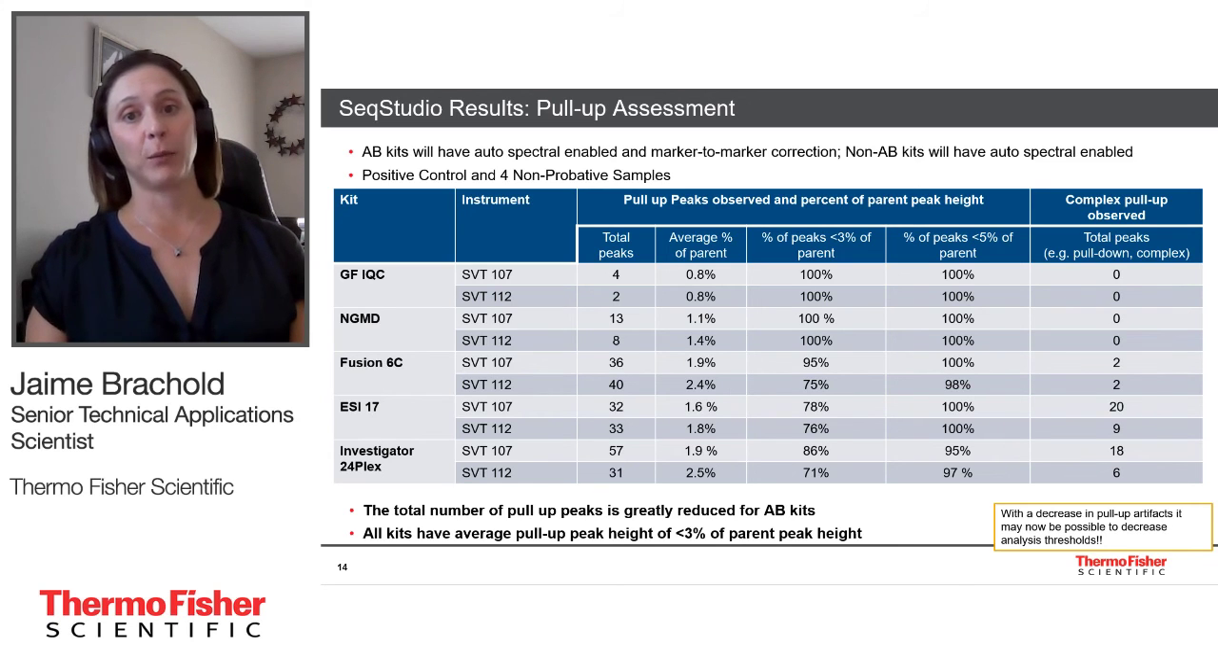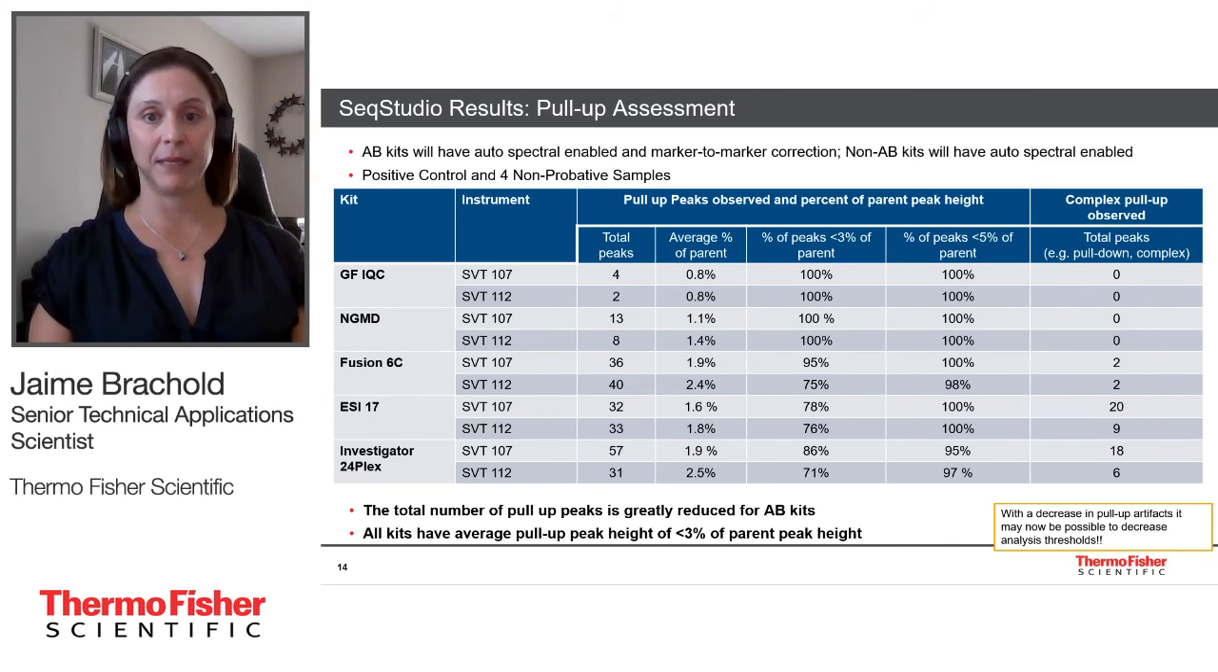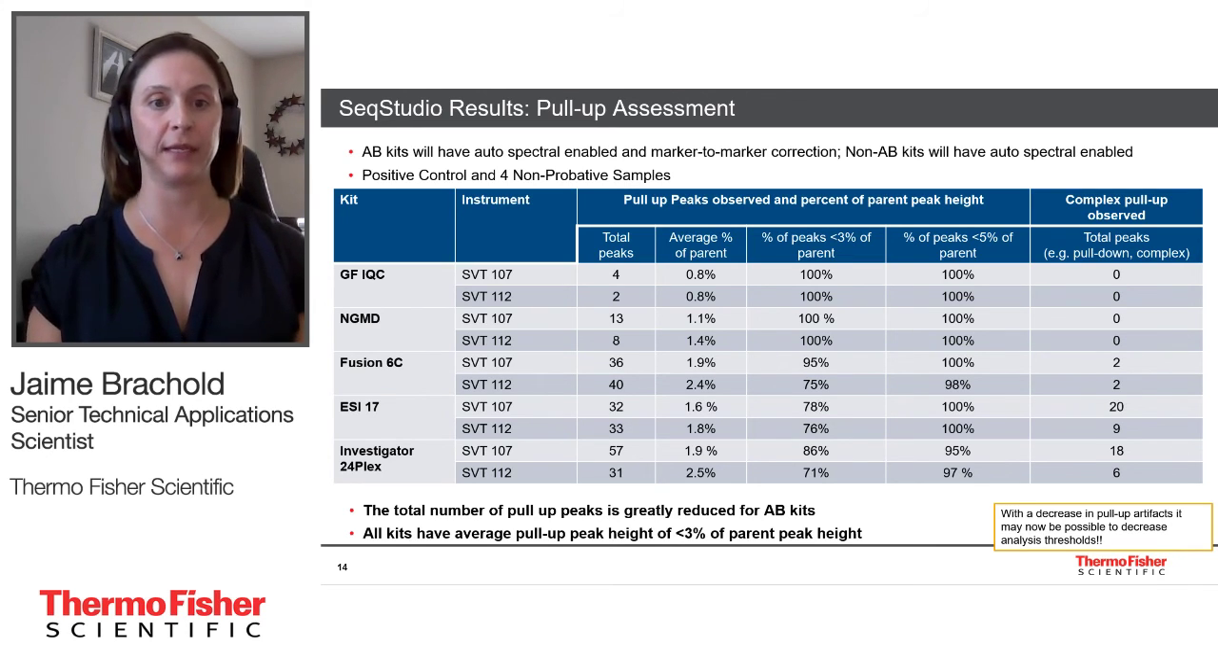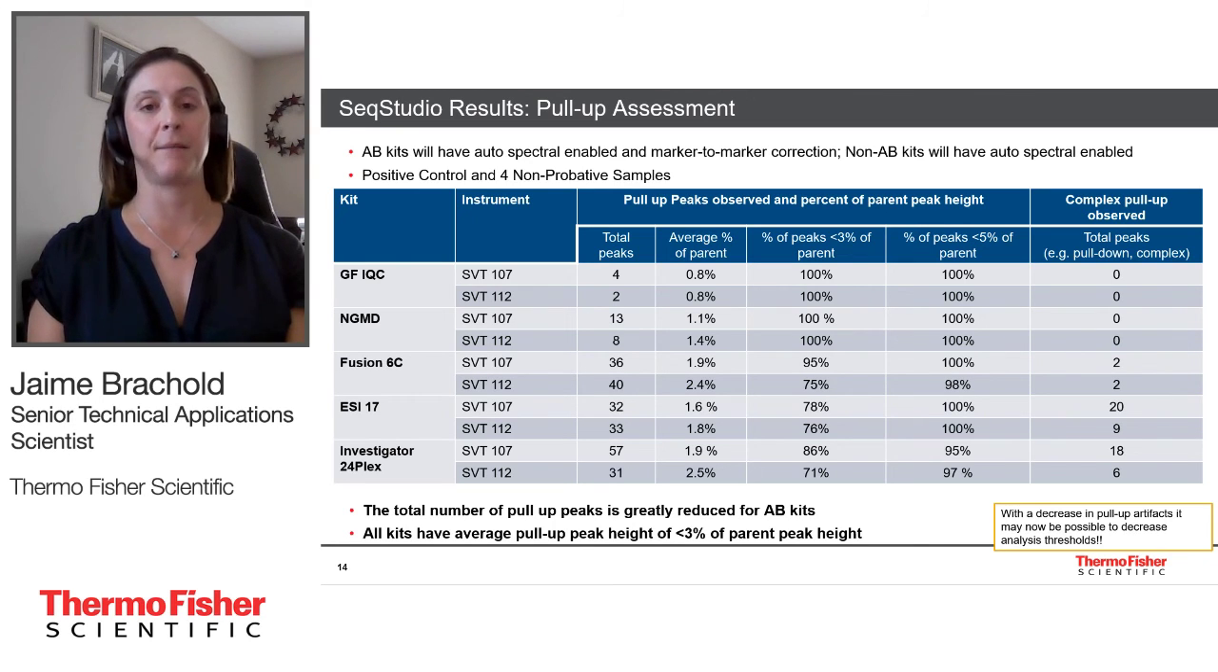So again, on the far right, you can see those complex pull-up peak counts. And then on the left, you can see the traditional pull-up counts as well as the percentages that were calculated. Again, all kits had an average pull-up percentage of less than 3%. All of the non-AB kits in this case had pull-up greater than 3% and a few had pull-up still greater than 5%.